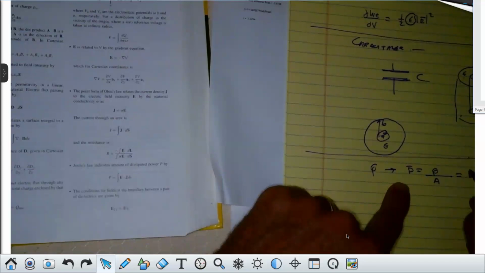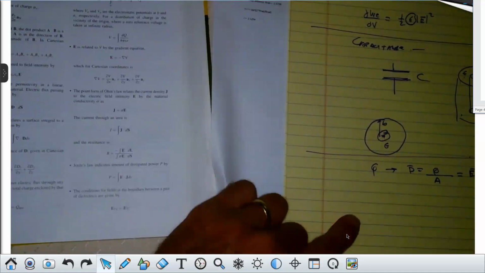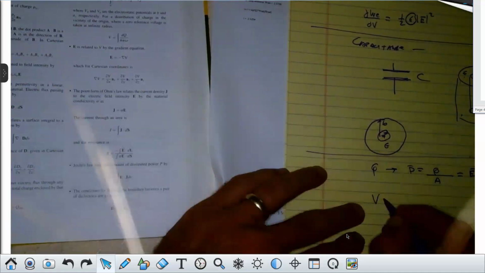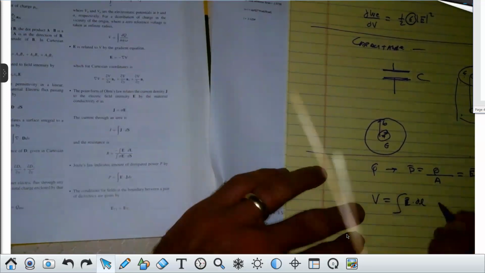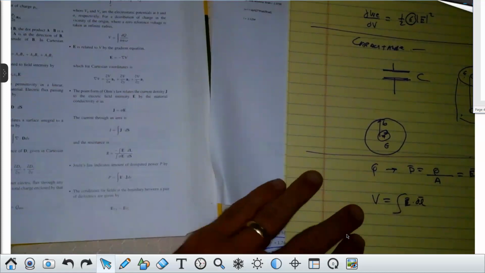Then after D, you get E. And E is just equal to what? It's equal to D over epsilon, isn't it? Class? Right? Now, once you have E, then you get V, and V is equal to the integral of E dot dl, right? And finally, you get C.